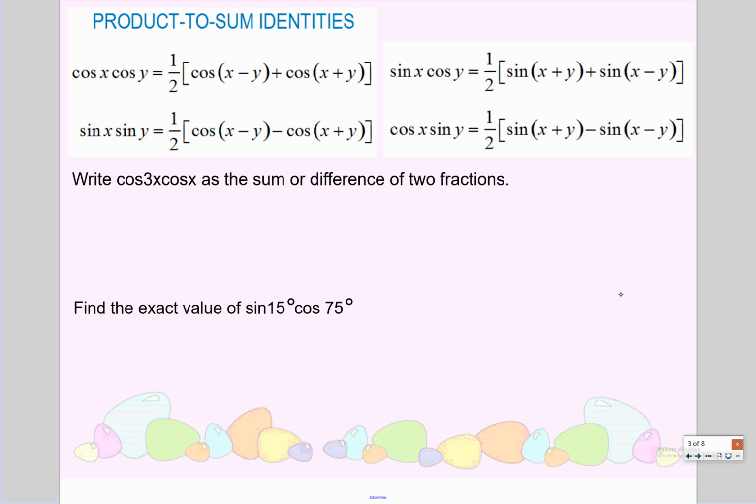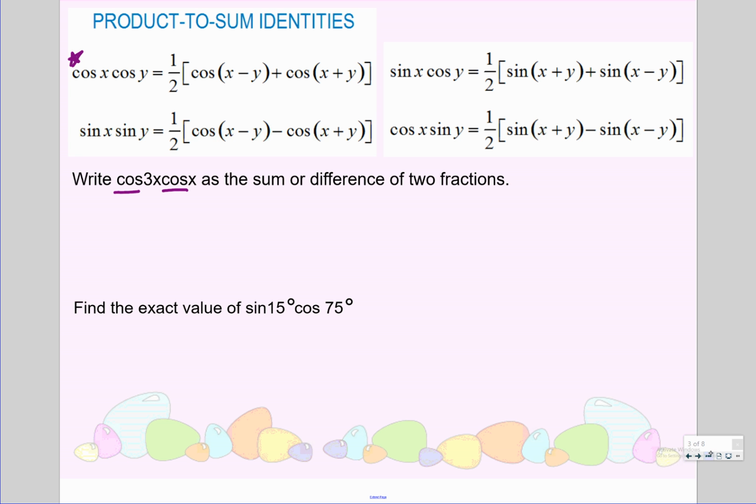Okay, so the first one we're going to do is cosine 3x, cosine x. So we're going to take cosine 3x, cosine x, and write it as a sum or a difference. So a product, things are multiplied, into a sum or a difference. When you use these formulas, you first want to focus on what functions you have that are being multiplied together. So here they're both cosines. So I'll be using the identity at the top, cosine times cosine.